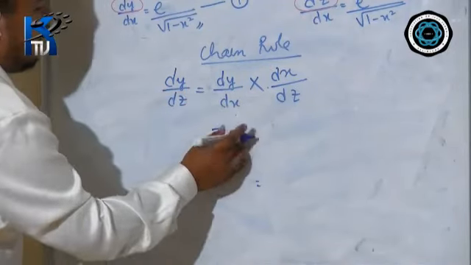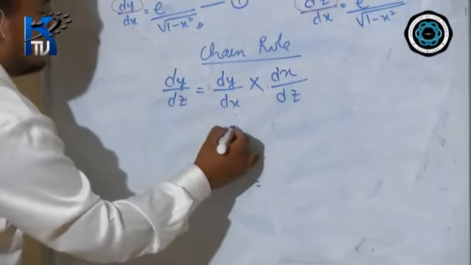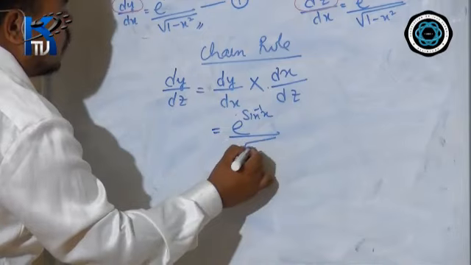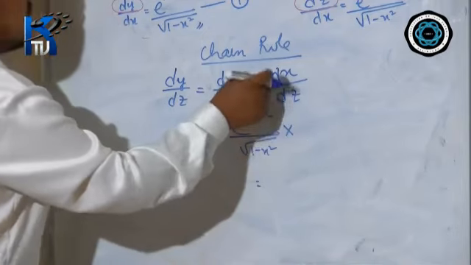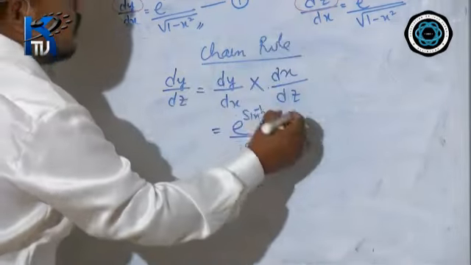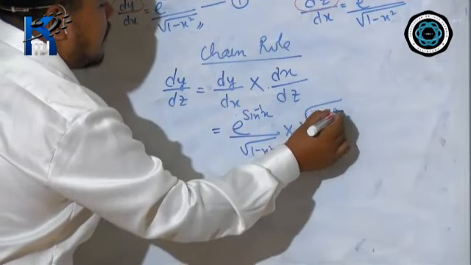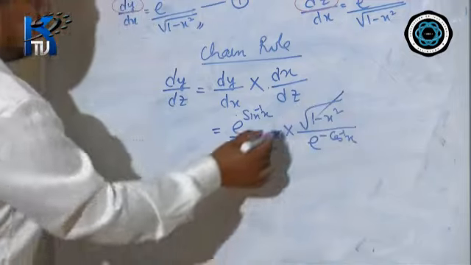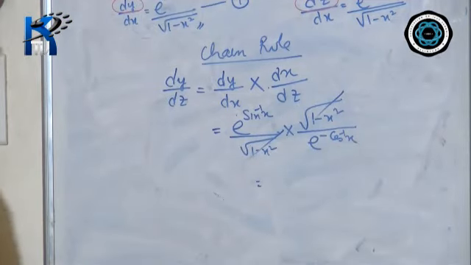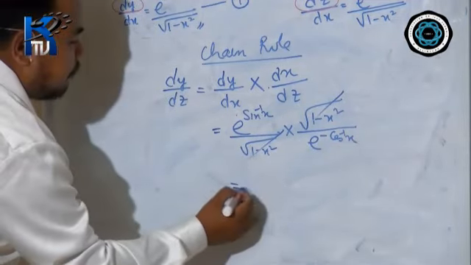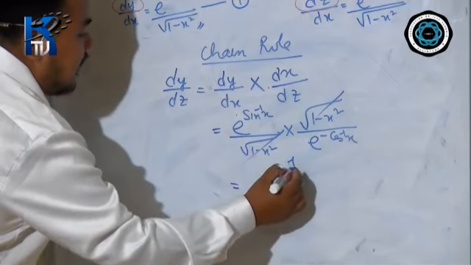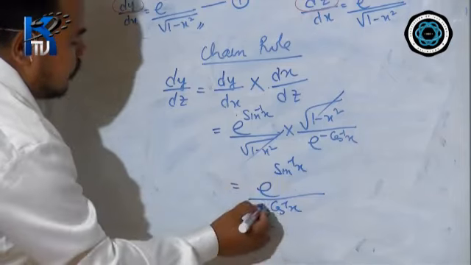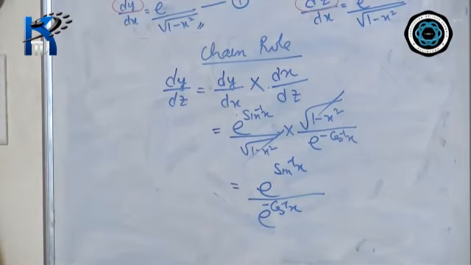So what is dy by dx, which we already calculated? It's e to the power sine inverse x divided by root 1 minus x square into, what is dx by dz? The reciprocal of this is going to be root 1 minus x square divided by e to the power cos inverse x. This root and root get cancelled. Now what is left? Tell me. e to the power sine inverse x divided by e to the power cos inverse, sorry, e to the power minus cos inverse x.